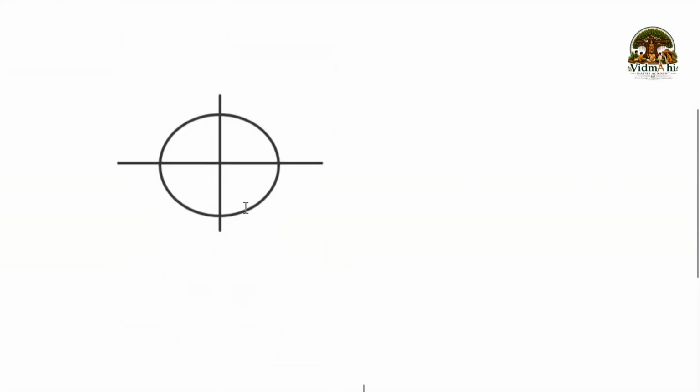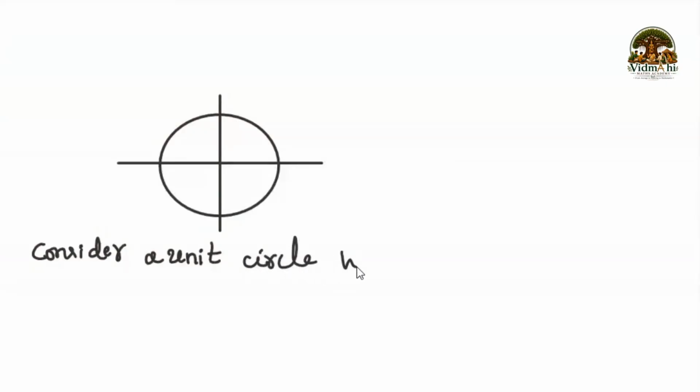Here, unit circle means what? Unit circle means radius should be 1. Consider a unit circle whose radius is 1 unit.